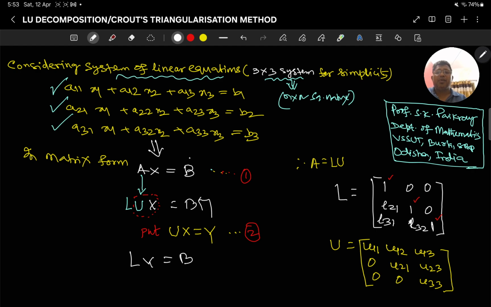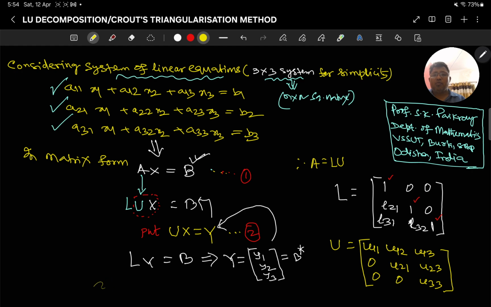Now it is a system like Ax is equal to b. Can I not simplify to get the value of y? I get the value of y as y1, y2, y3, which are constant numbers. Let me call it my b star. Now I substitute in equation number 2. From equation 2 what am I getting? Ux is equal to my b star.